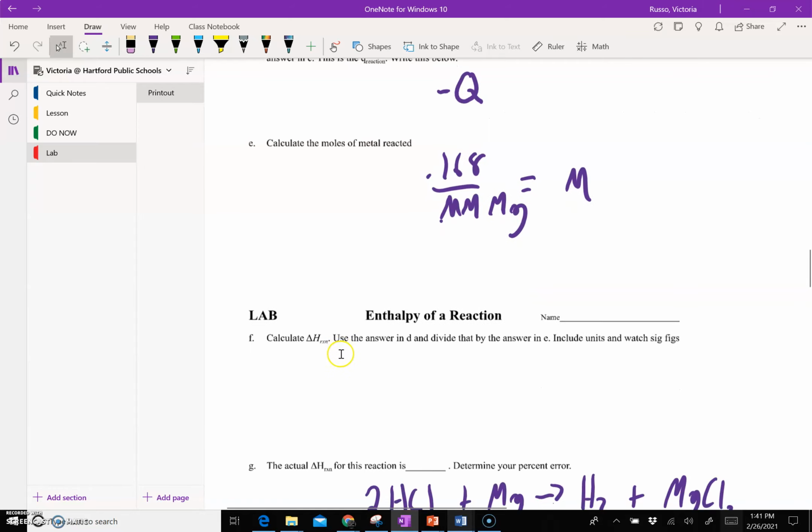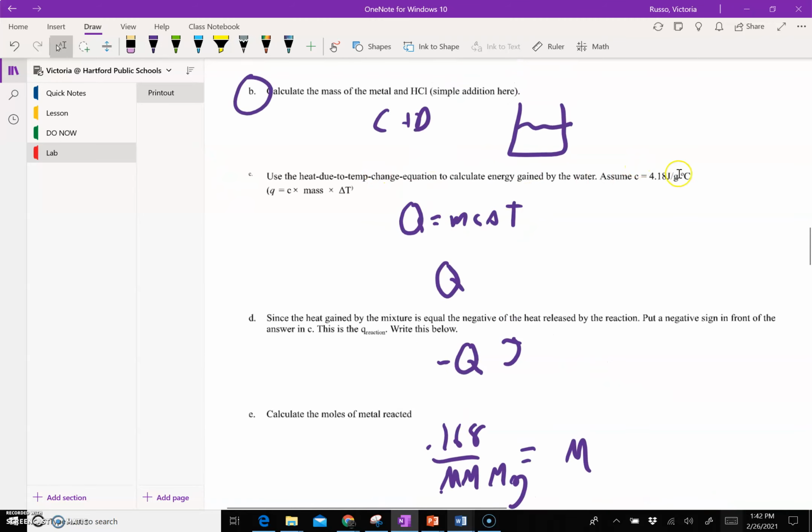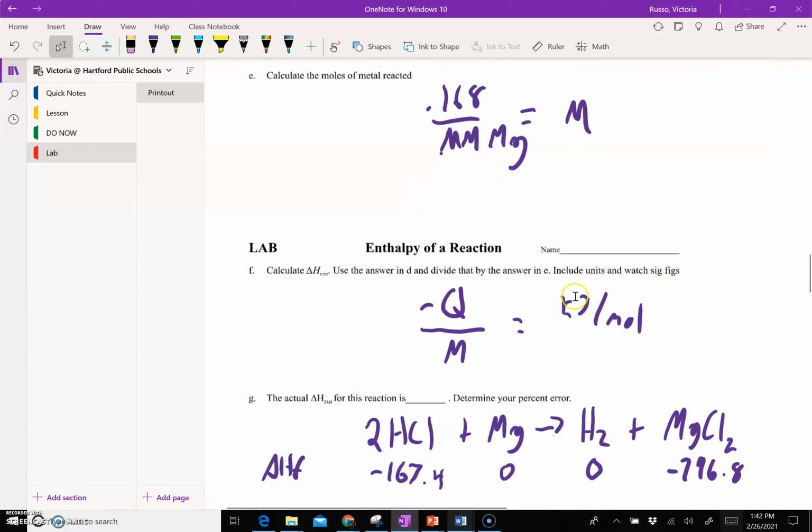And it says calculate the delta H reaction. Use the D and divide it by the answer in E. Include your units and watch sig figs. So you're dividing the negative heat, Q, by what you got in E, which was M, and you want the units in kilojoules per mole. Okay? Be careful, because the units here are in joules. When you calculate the heat up here, the heats are in joules because you're getting the specific heat in joules. So you must convert to kilojoules there.